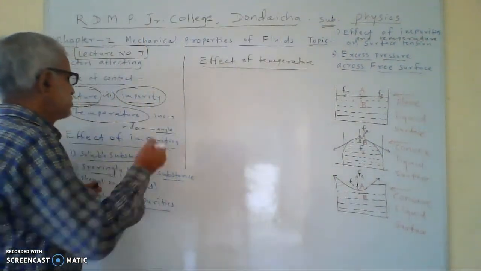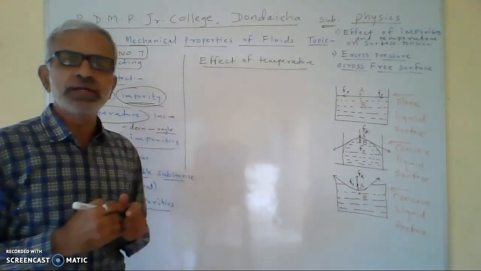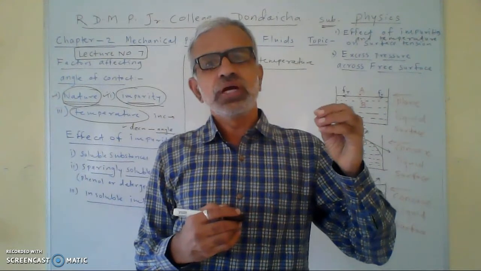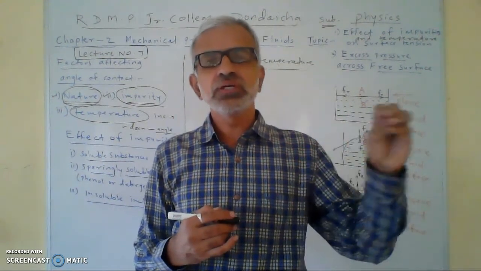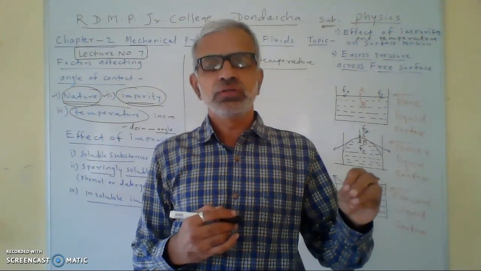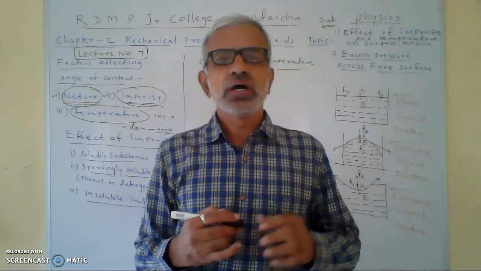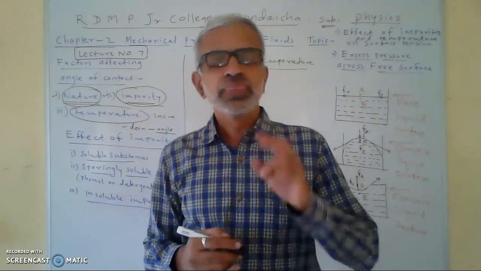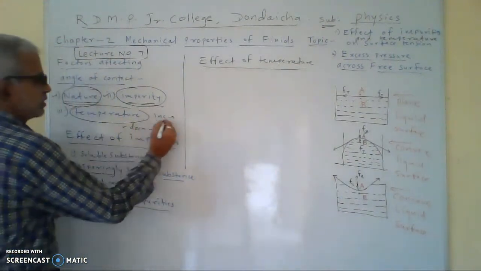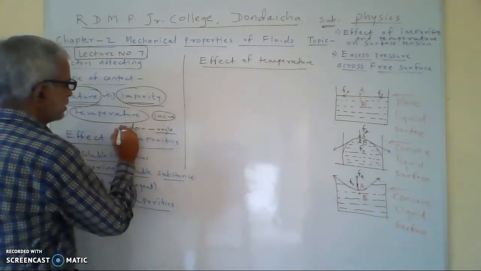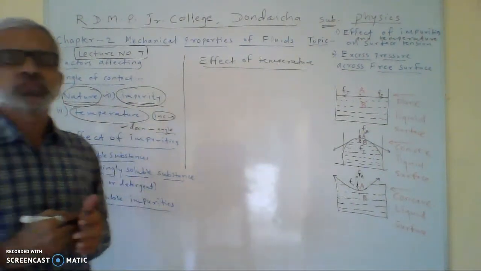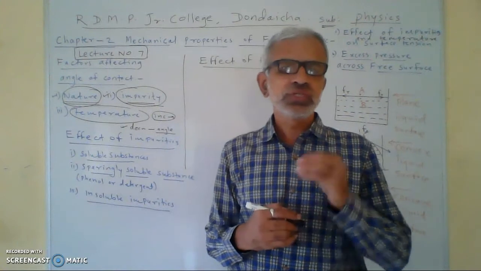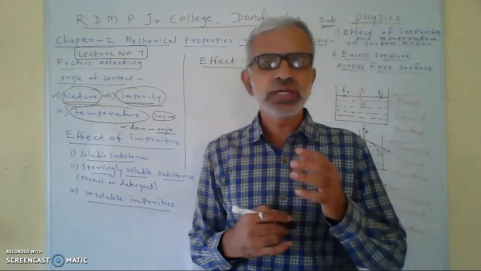Then second is impurity added. If there is impurity added in the substances, it will cause a change in the angle of contact. Means in water, some extra impurity like detergent or phenol is added, then it will change its angle of contact. So this is the second factor. Then the third factor is temperature. If temperature is increased, there will be a decrease in the angle of contact. So these are the three factors on which the angle of contact depends.